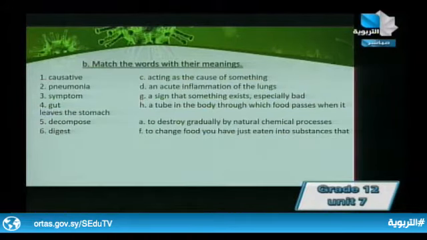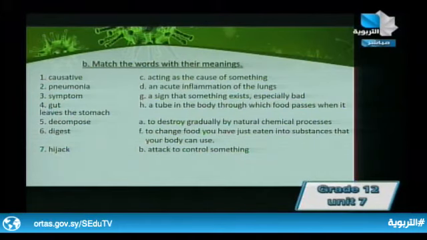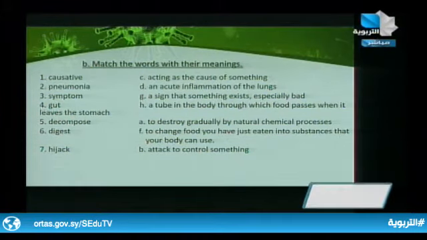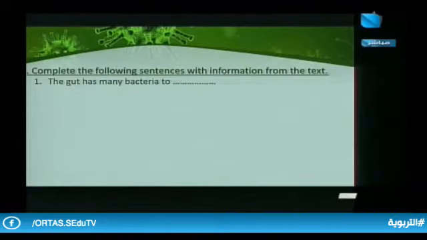Number 6, digest. It matches F, to change food you have just eaten into substances that your body can use. Number 7, hijack. It means, number B, attack, to control something. And number 8, swab. It means, number E, a small amount of substance that is taken from someone's body in order to test it.